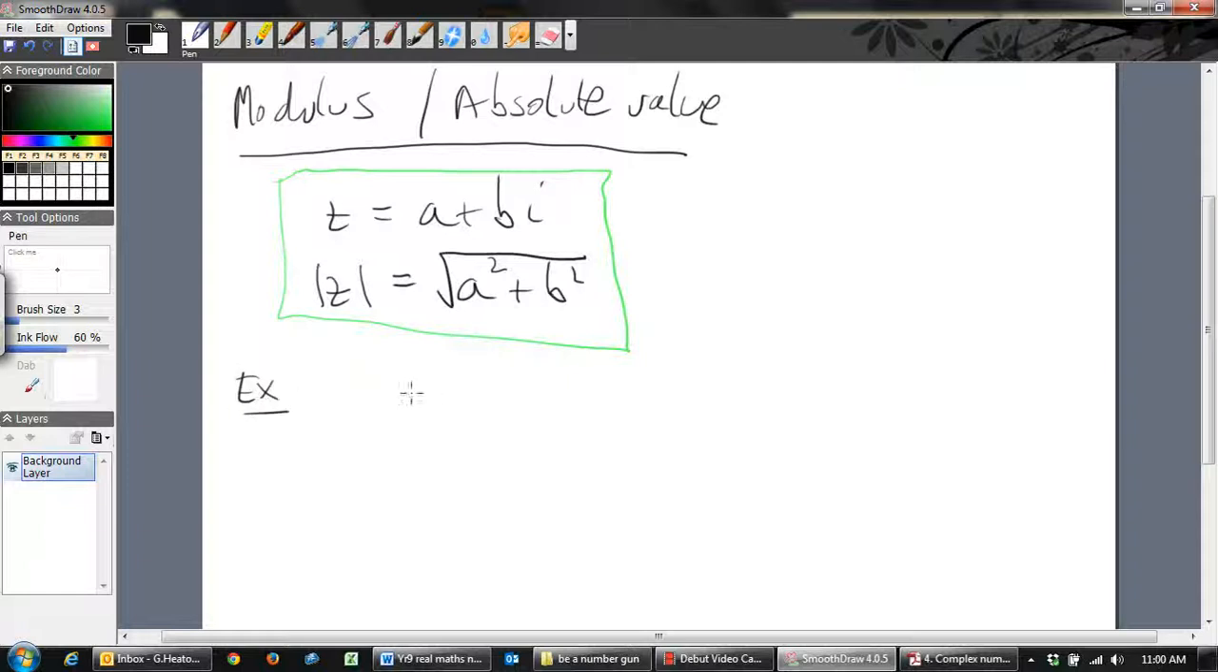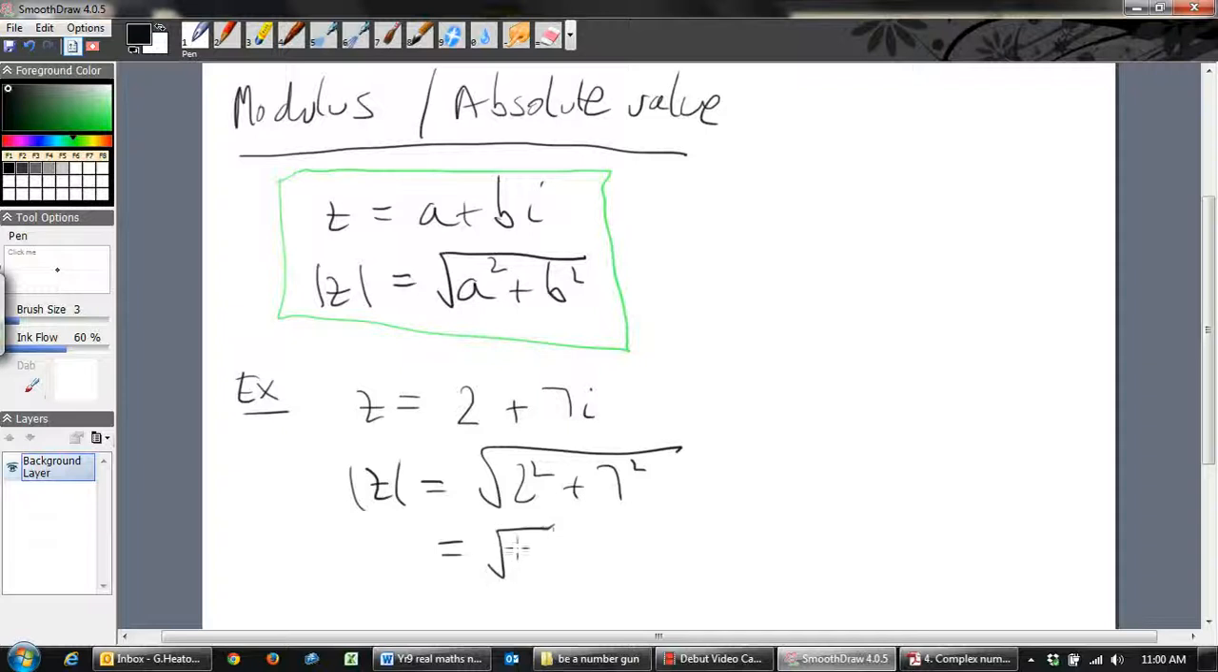Quick example, I'm not going to dwell on this. If z is equal to 2 plus 7i, then the modulus of z is just the square root of 2 squared plus 7 squared, which is the square root of 4 plus 49, so that's root 53. And that's your answer. So that's the modulus.